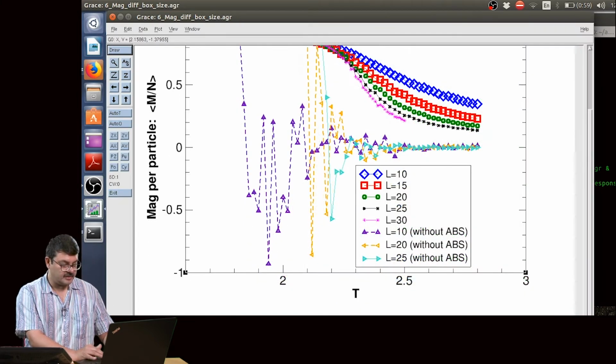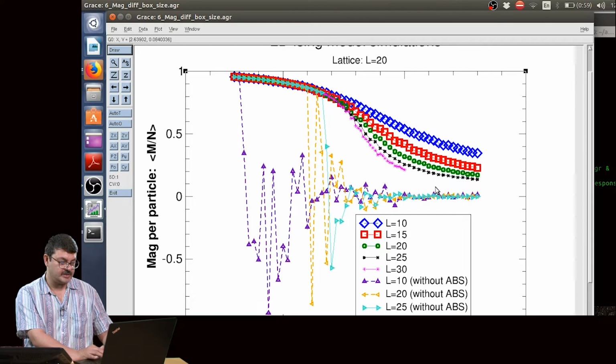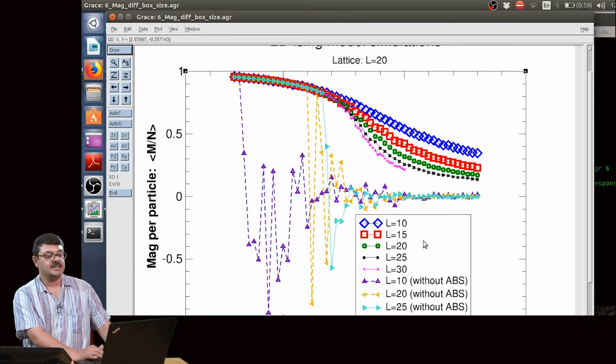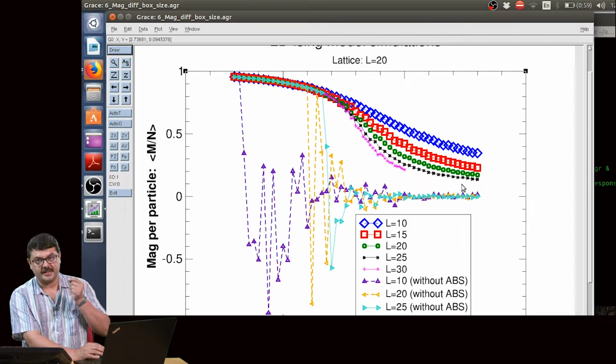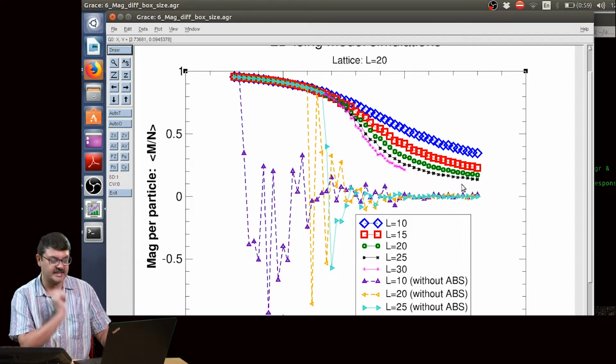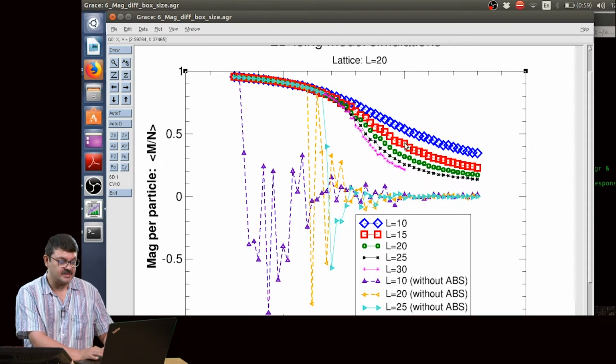Now, the next thing we explore is the magnetization versus temperature for different box sizes, where I have used L equal to 10, 15, 20, 25 and 30. I have used the absolute value of the magnetization. While calculating average M, I have used the absolute magnetization at each microstate, whereas this is data where I have not used the absolute value. I have basically averaged over M, which is sometimes positive and negative, and this is the difference in the quality of data that you get.